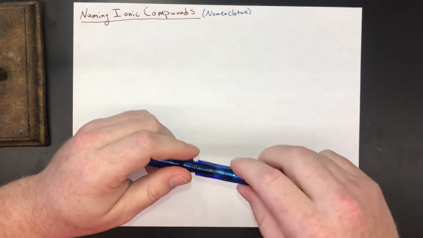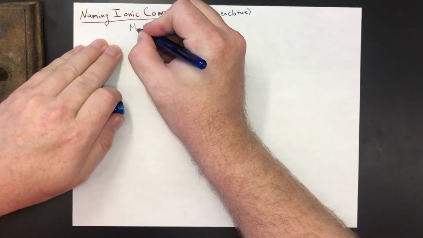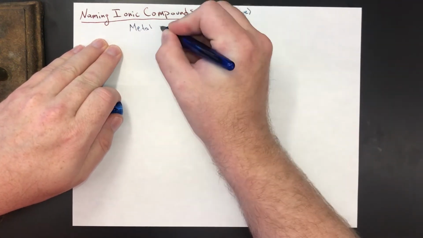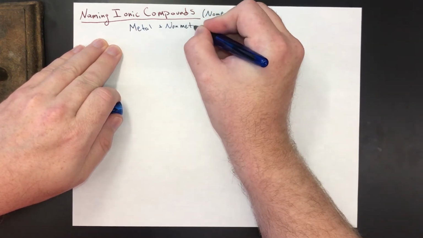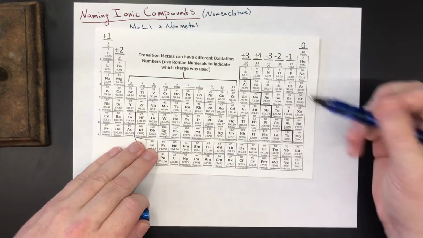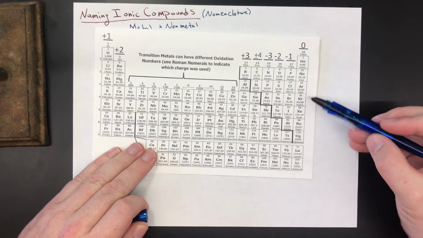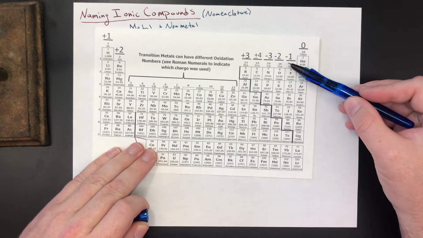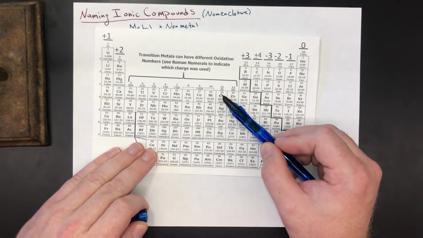An ionic compound means that we're going to have a metal and a non-metal. If I look at my periodic table, we separate our metals and non-metals with this little stair step right here. Our non-metals are going to be in the top right part of the periodic table. The rest of the periodic table is going to be metals.